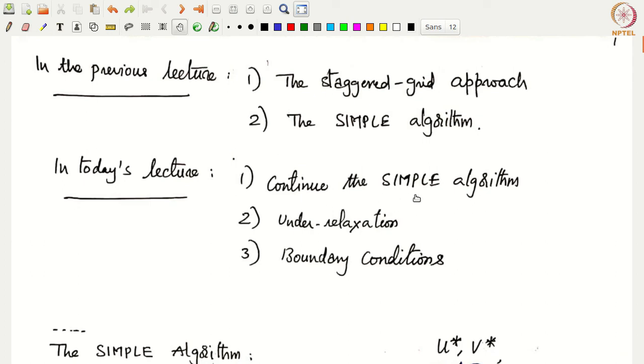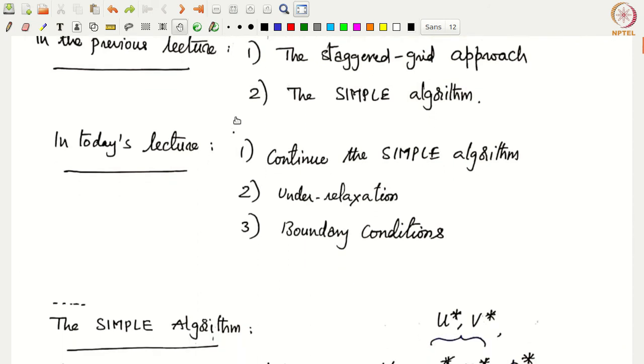continue with this algorithm. We will write the overall SIMPLE algorithm. Then we will look at under-relaxation for pressure correction as well as for velocity, and we're also going to discuss the several boundary conditions if you want to solve a fluid flow problem. All right, then let's move on.